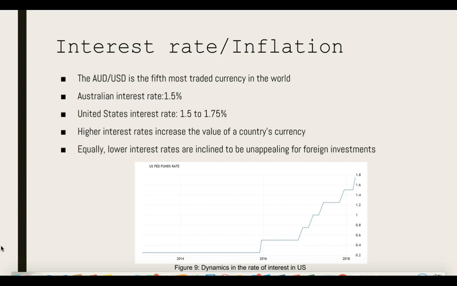According to Investopedia.com, higher interest rates increase the value of a country's currency. This is due to a high number of foreign investments because of the higher interest rates, increasing the demand and value for the home country's currency. Equally, lower interest rates are inclined to be unappealing for foreign investments, hence decreasing the currency's value. The reason for depreciation in the Australian dollar against the US dollar is the result of weak commodity prices, as they are certainly a negative for the exports.